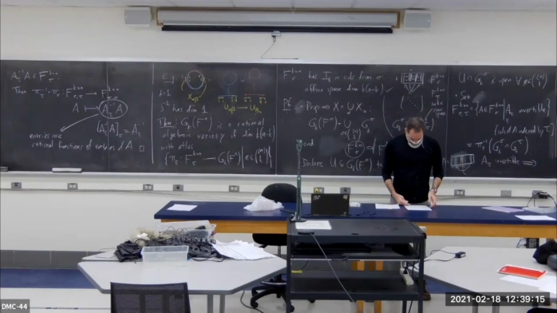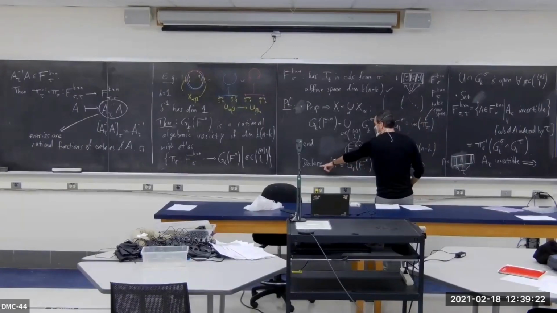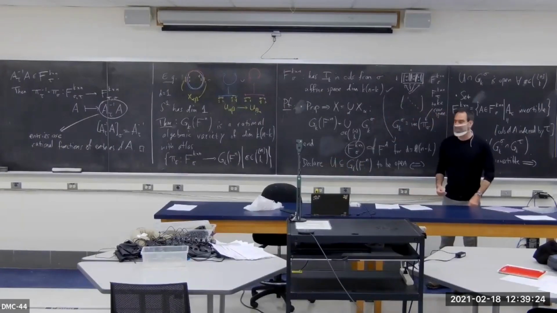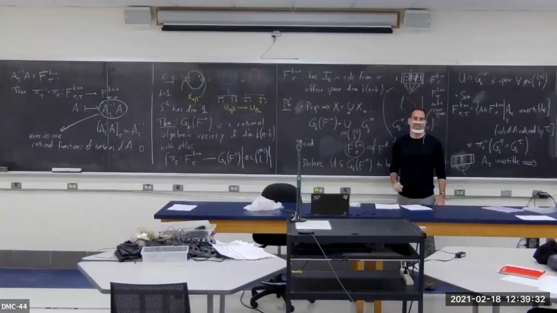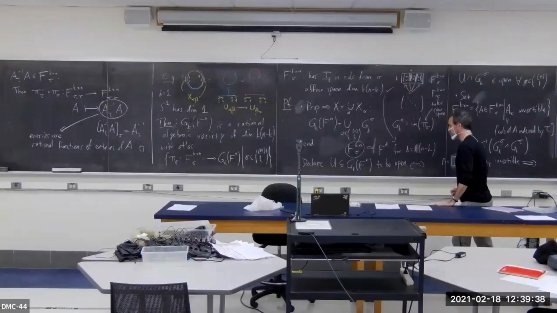So is that a declared definition, actually? Yes. The point is, up to this point, I didn't tell you what the topology on the Grassmannian was. So here I'm now finally telling you what the topology on the Grassmannian is. So that's the definition of the open set. Yes, that's right.